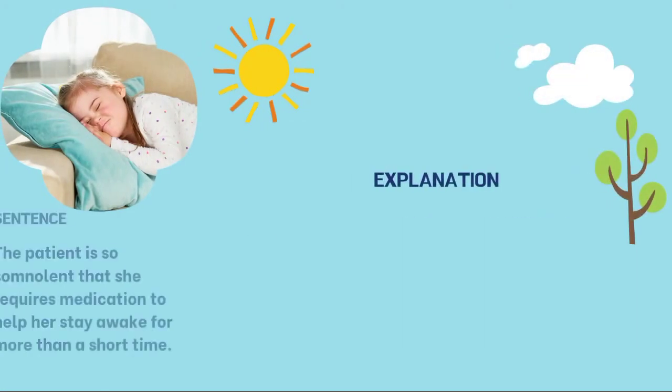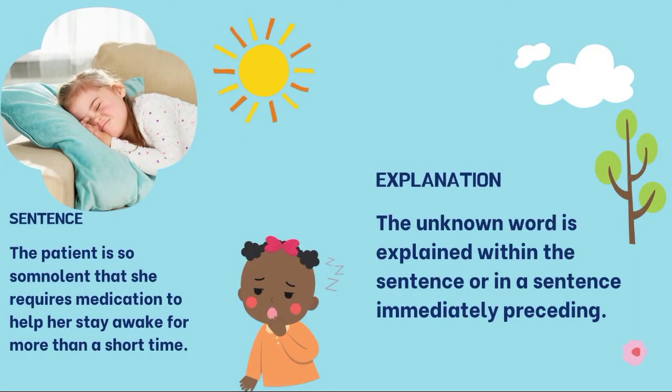Now moving on to the explanation context clue. The unknown word is explained in the sentence or in a sentence immediately preceding. In this case, you explain the unknown words. For example, the patient is so somnolent that she requires medication to help her stay awake for more than a short time. I'm going to read it again, and I want you to listen and focus.